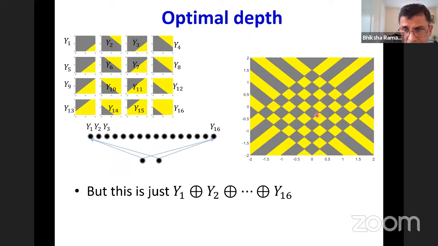But then think about this. Once I capture the lines, if I have 16 variables telling me which side of each of these 16 lines the input is on, then this pattern is just y1 XOR y2 XOR all the way through XOR y16. So there are 15 XORs.